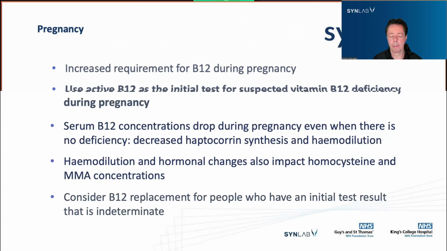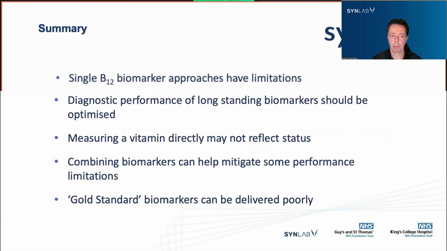If you want to perform a second-line test, so homocysteine or MMA, for a woman during pregnancy, don't wait for the result of the second-line test before treating. So in summary, evaluating B12 status is not simple. And if you are just using a single biomarker, this approach has limitations. Whatever diagnostic marker you're using, you should be careful to optimize it. Use the correct reference interval, use the correct biomarker.